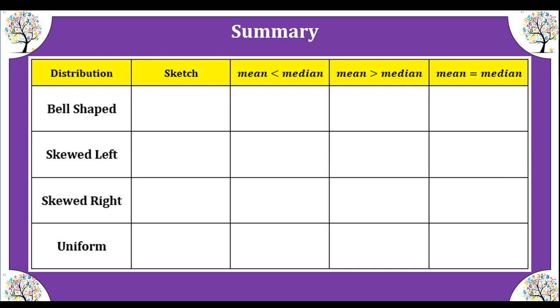So let's fill in our summary. So bell-shaped, we just saw, looks something like this. And our mean and median are the same. Skewed left means that most of the data is on the right with a tail going toward the left, pulling the mean down, and it becomes smaller than the median. Skewed right means most of the data is on the left with the tail going to the right, pulling our mean to become greater than the median. Uniform, all of the data is about the same, and the mean and the median will be the same.